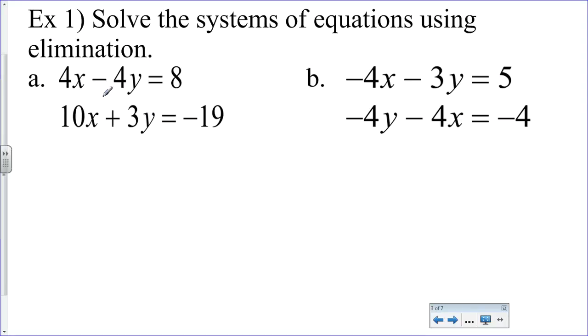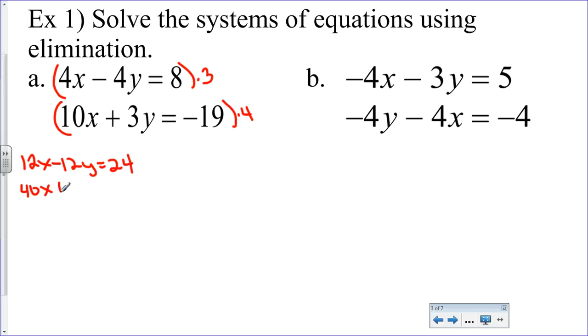When I look at these, I can do one of 2 things, and I'm actually going to look at my y's. I notice that 4 and 3 are my coefficients there, and I know that 4 and 3 both go into 12. So I'm going to multiply the first equation by 3 and the second equation by 4. If I do that, I get 12x minus 12y equals 24. And on the bottom, I get 40x plus 12y equals negative 76.